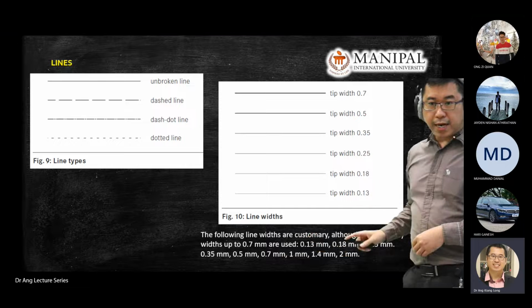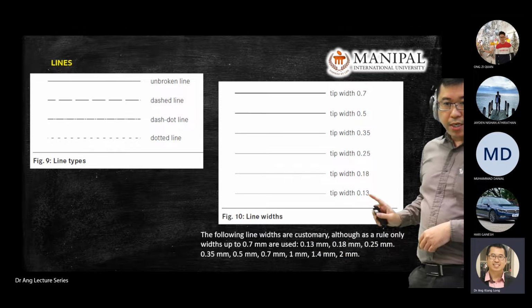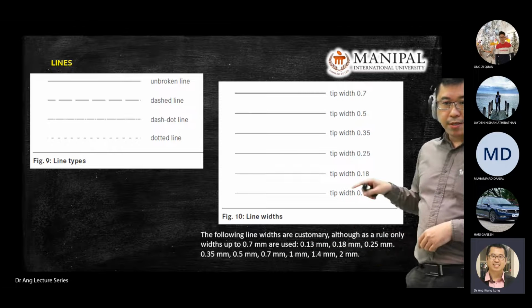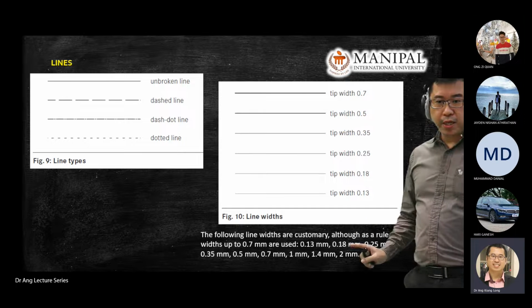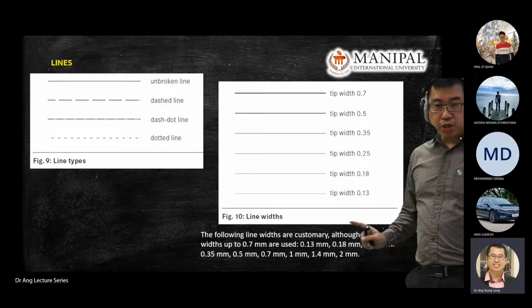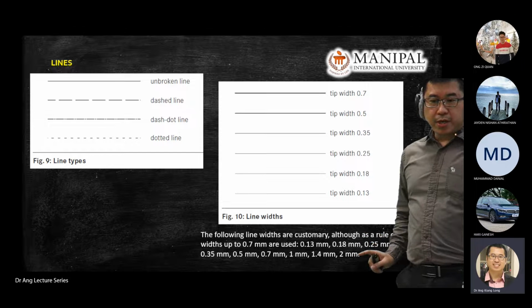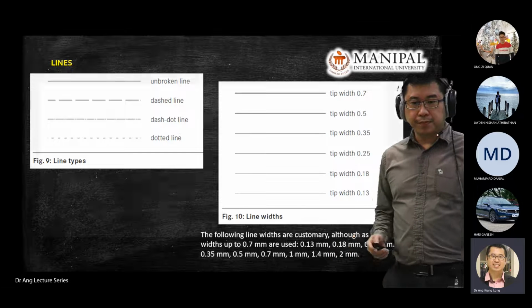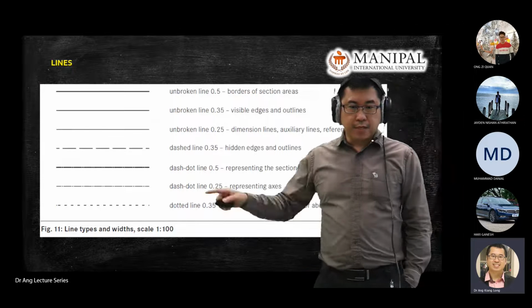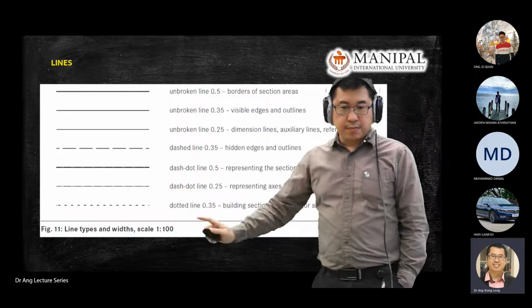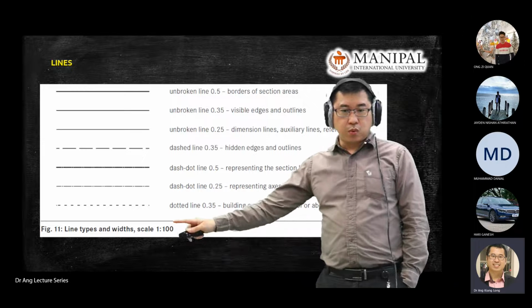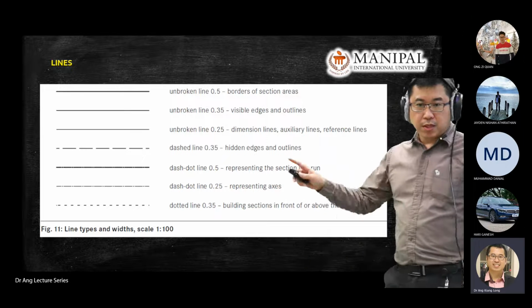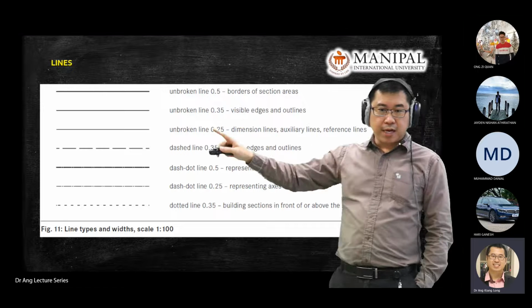Again, all the numbers you see here are in mm. This is just a side note to remind you, in technical drawing and engineering, we use mm. Okay. This is another table. If you use a scale of 1 to 100, each type of line will mean something.